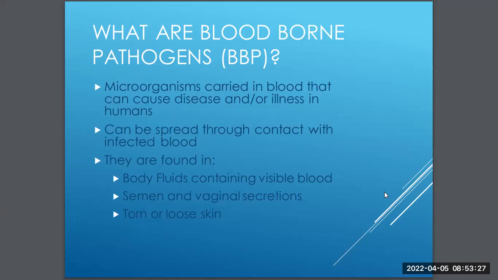What are bloodborne pathogens? They are microorganisms carried in blood that can cause disease or illness in humans. Microorganisms are seen through a microscope, like bacteria, and the word pathogen refers to a virus or bacteria that can cause disease. They can spread through contact with infected blood. They are found in body fluid containing visible blood, semen, and vaginal secretion, and torn or loose skin.